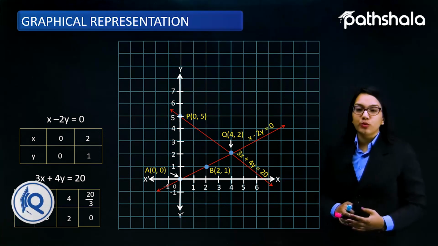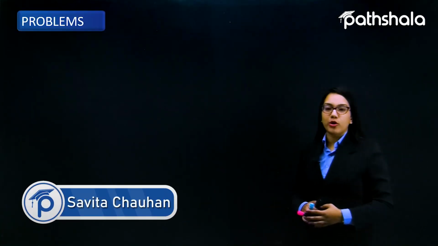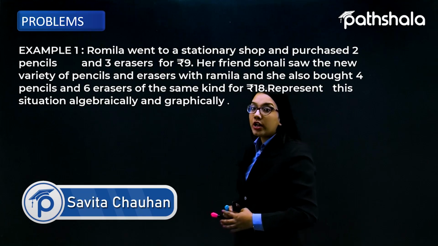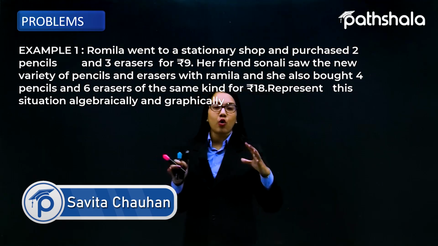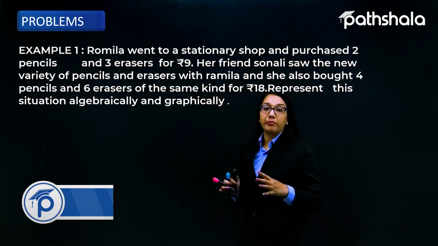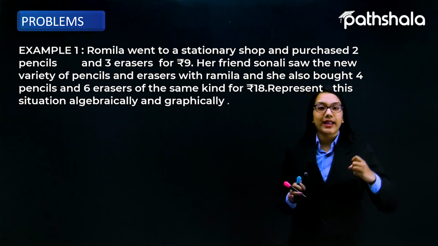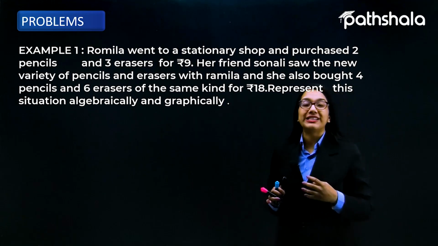Now let's move on further and talk about some of the problems related to it. Question number 1 says that Romila went to a stationery shop and purchased 2 pencils and 3 erasers for ₹9.